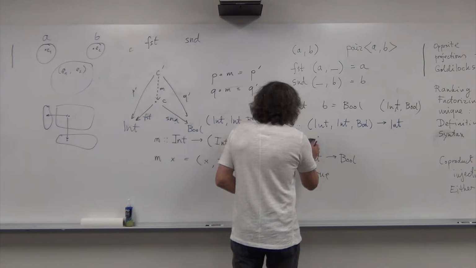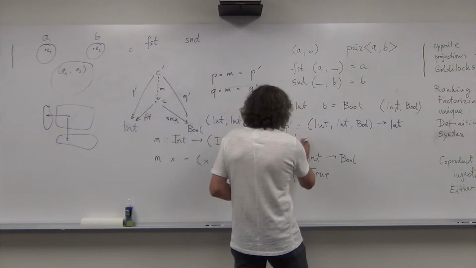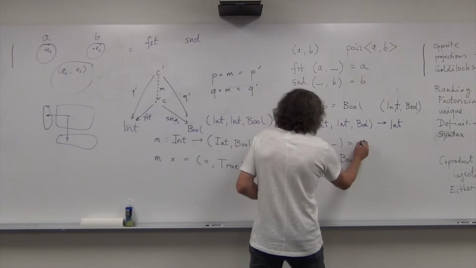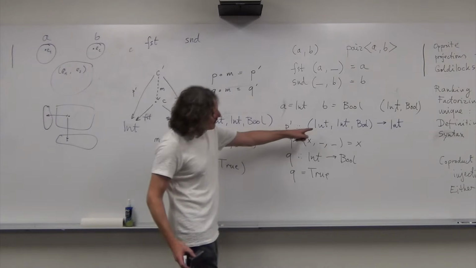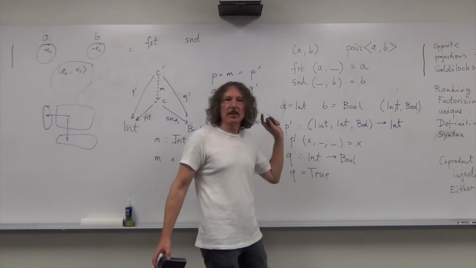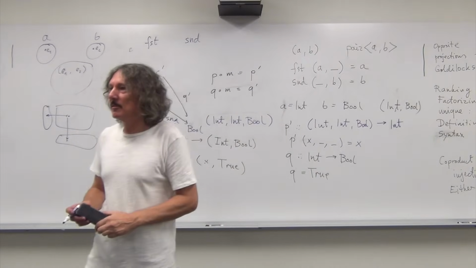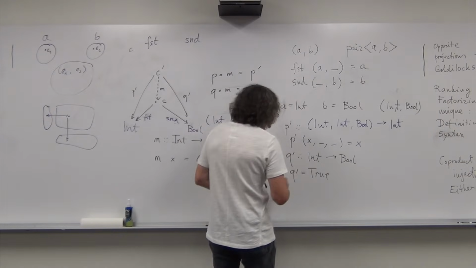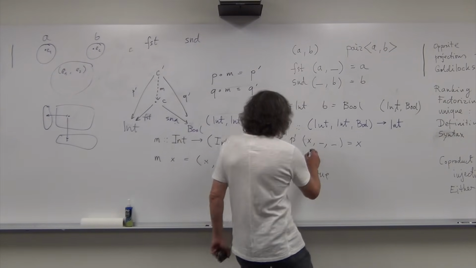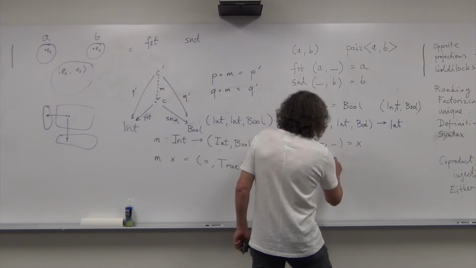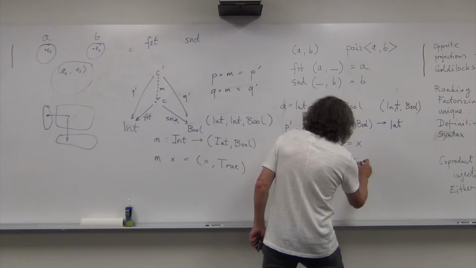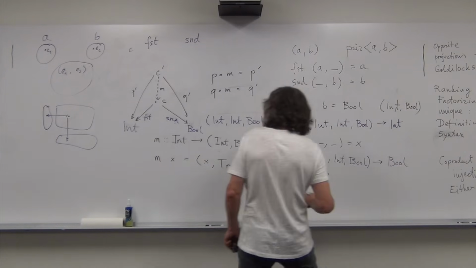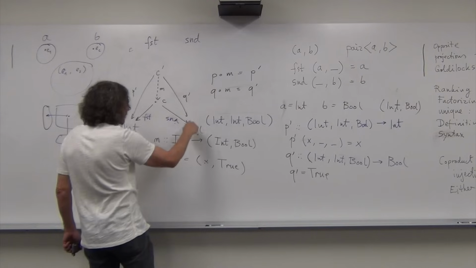Now P prime. Let's take P prime to be like the first component. So x blank blank equals x. It will pick the first component and ignore everything else. That's a good projection. It's not unique. I mean, you can also pick the second component. There are many possibilities. But okay. Now this one: this int, int, bool into bool. This is Q prime. This is int, int, bool and this is bool.